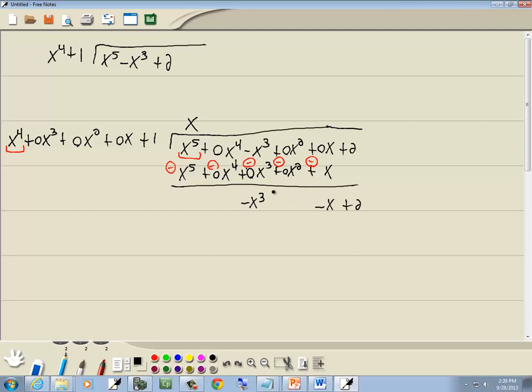Now normally I would have brought down this 0 placeholder, but I recognize that this is my remainder, because the degree of this is 3, and the degree of what we're dividing by is 4. So our answer is going to be x plus negative x to the third minus x plus 2 over what we're dividing by, which is x to the fourth plus 1. That's our answer.